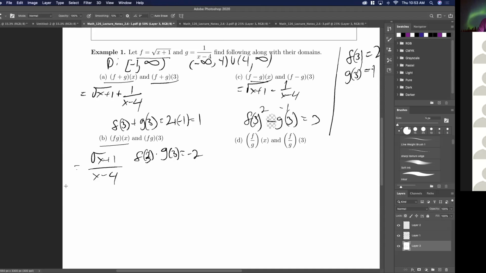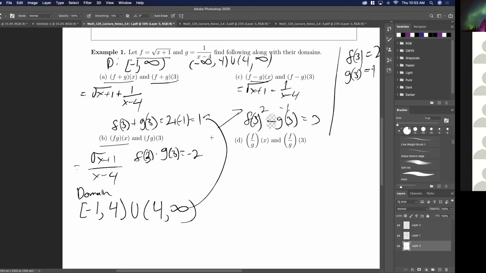So the domain of both of these would be the intersection between these two. And so here I'd go from negative 1 to 4, union 4 to infinity. And so this is the domain for this function. And this is the same here. This is the same. Okay, so that makes sense for the domains real quick. So those two are the same.